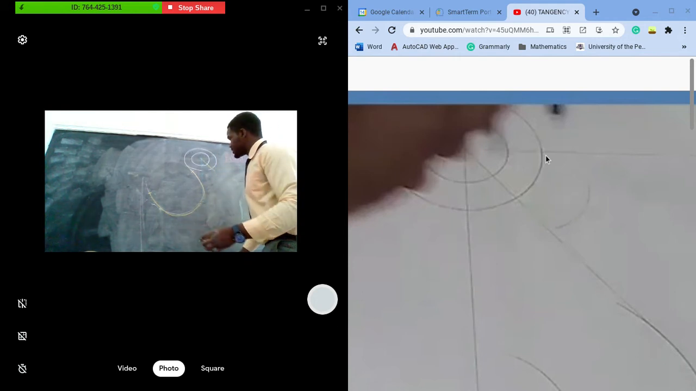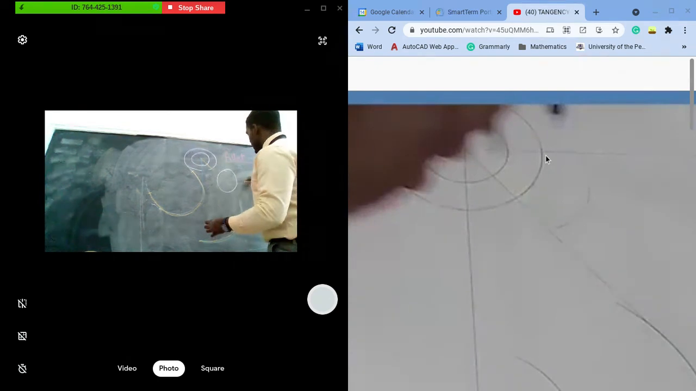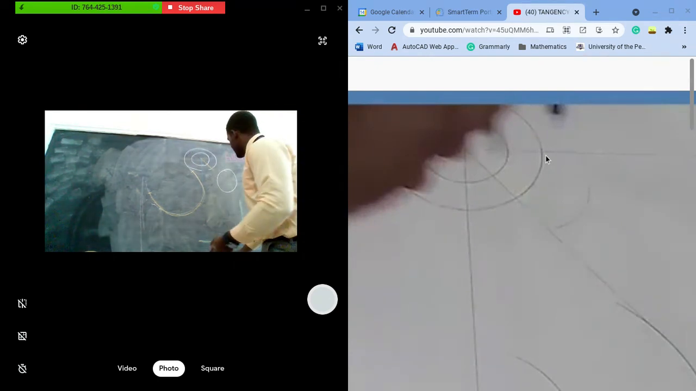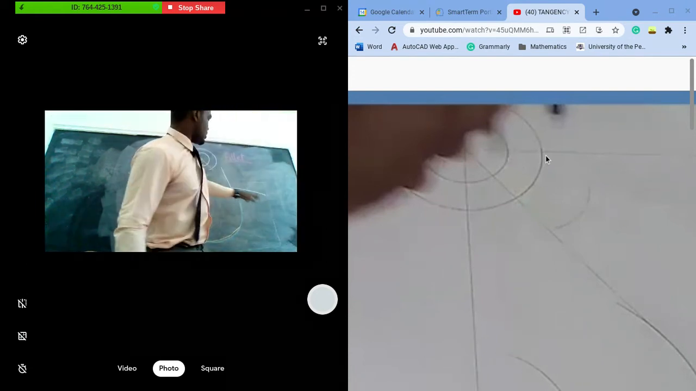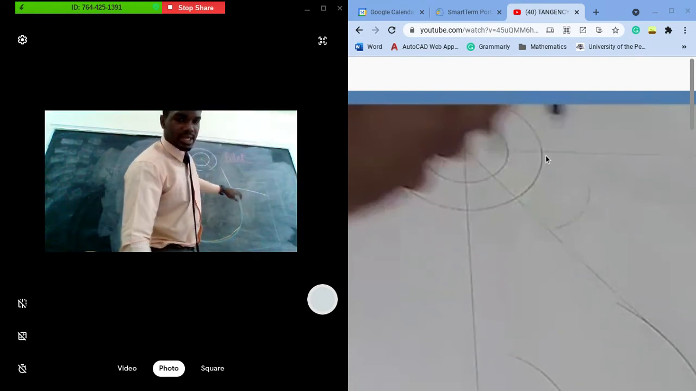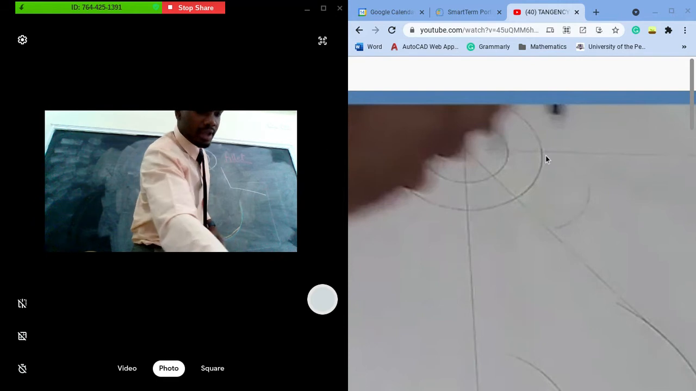Everybody paying attention? Let's say I have two lines, and these two lines are going at an angle in opposite directions. And I want to have a smooth curve. Here's what you're going to do.